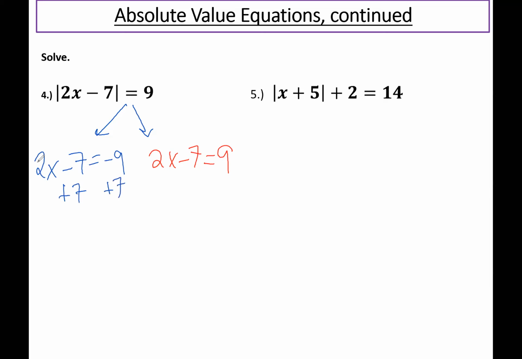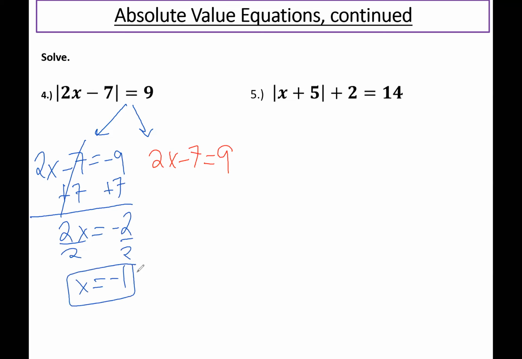Okay, so for this equation over here on the left, I'm going to add 7 to both sides. -9 plus 7 would be -2. Then I'll divide by 2. And x is equal to -1. So one of my answers is -1.